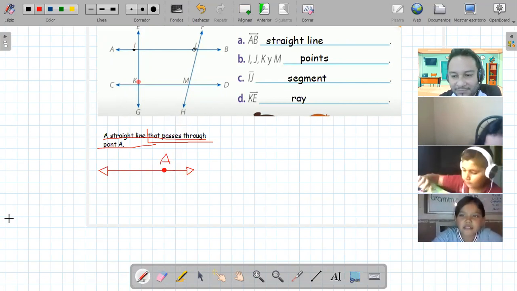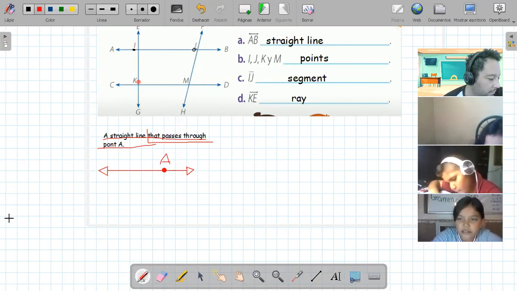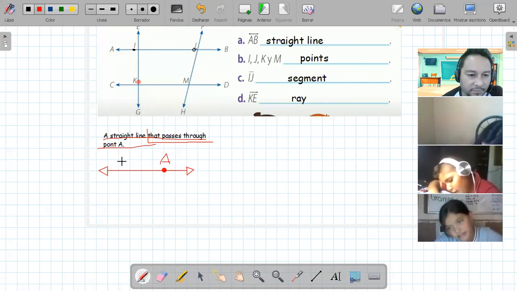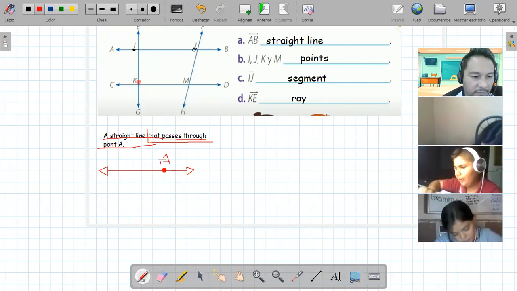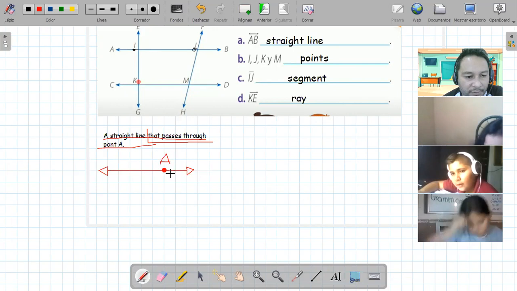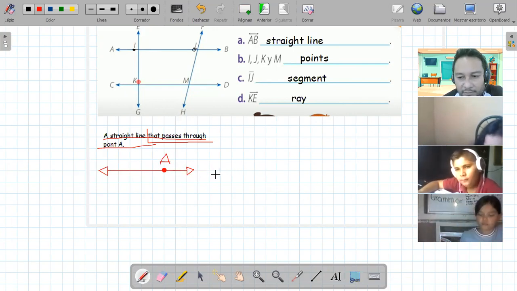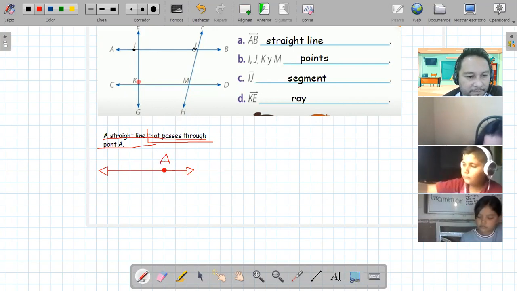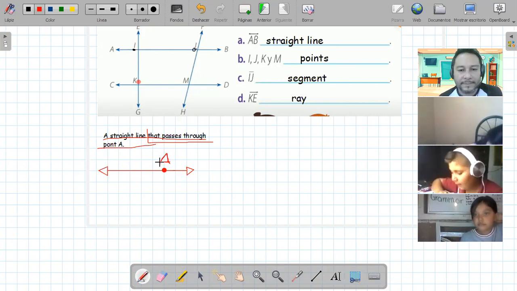But the points can be in whatever place? No, maybe not. In this case, remember that we have two sides. In this case, we are going to take the right side. Okay, you got it there? You did it?